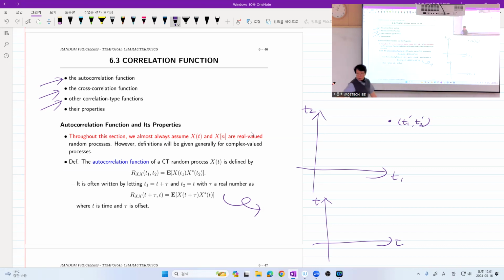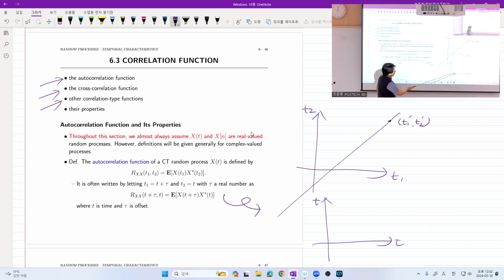Got it? So on this line, what is common? T1 minus T2 is constant, right? So this is a line that shares the same time difference with this point. Wide-sense stationarity means that if you have some function value, it must be the same on this line. Of course, on a different line, the value may be different.